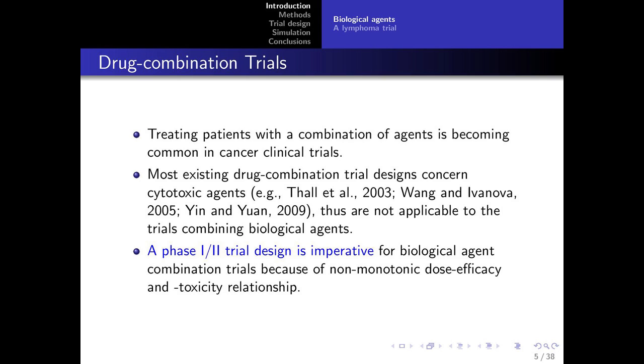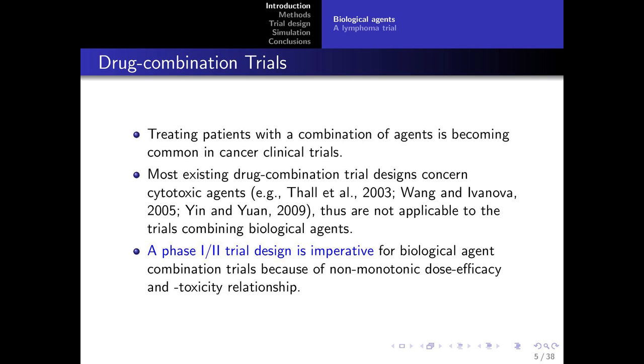For biologic agents, a phase 1/2 trial is imperative, because of the non-monotonic dose-efficacy and toxicity relationship. So for biologic agents, we have to consider toxicity and efficacy at the same time. And in many cases, the dose finding is mainly driven by efficacy.